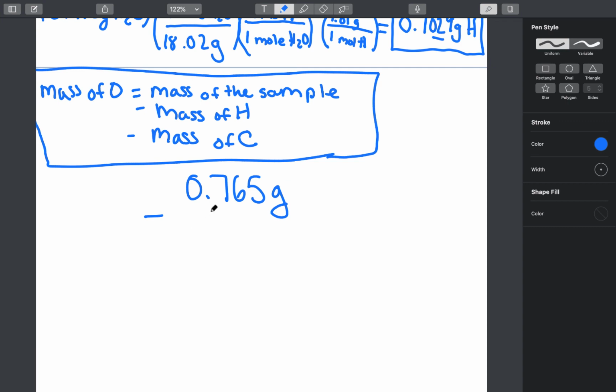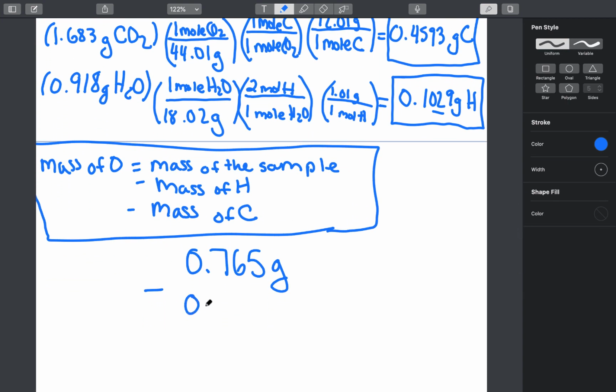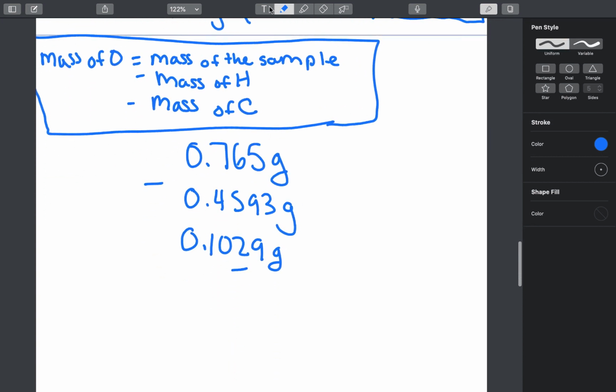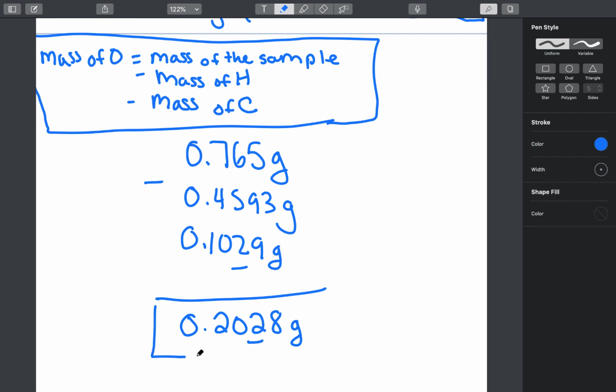And then we'll subtract our mass of carbon, which was 0.4593 grams, and our mass of hydrogen was 0.1029 grams. And let's put our sig figs there. Our overall result will have 3 sig figs, and when you put this in your calculator, you should get around 0.2028 grams, and I'll put a little underline indicating we have 3 sig figs.